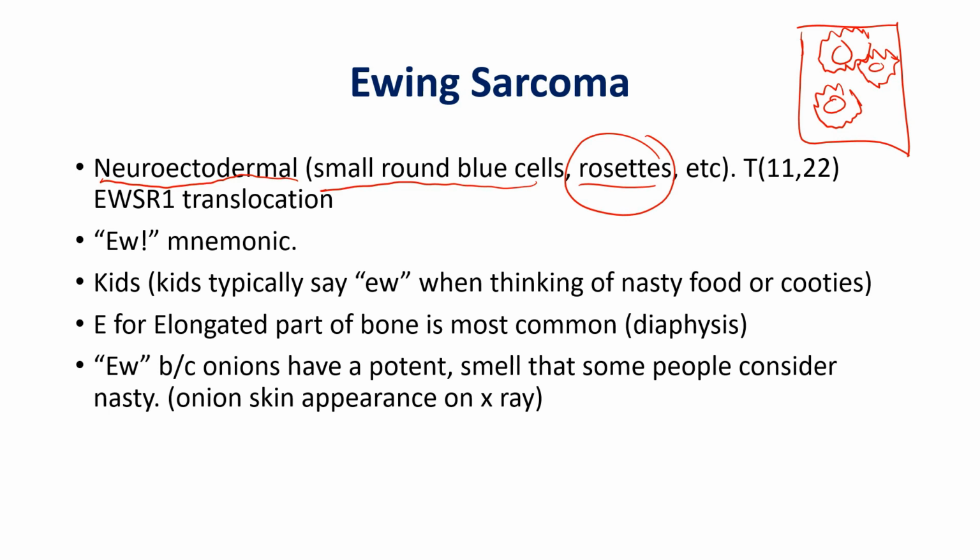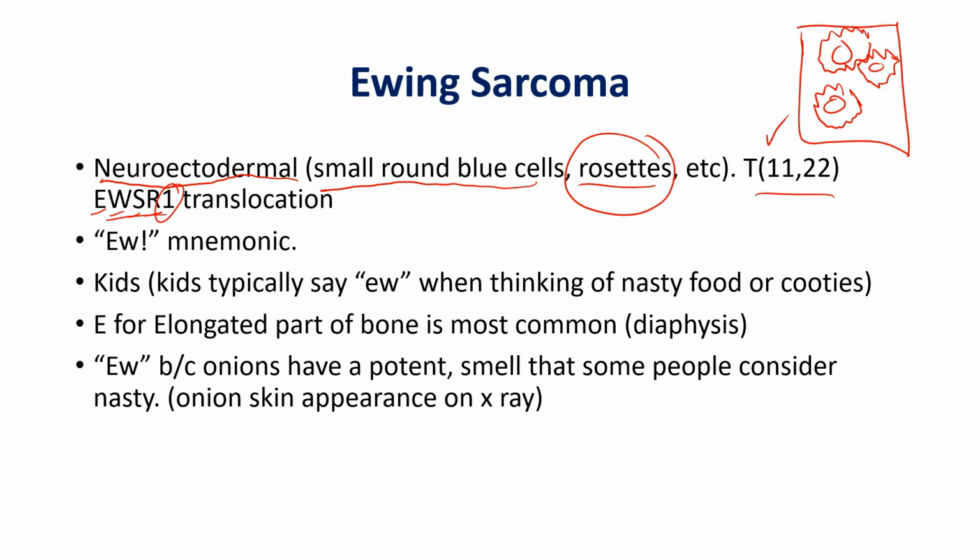And then you also need to know what specifically is causing this: a translocation 11;22, which is a pretty common translocation. And it's a translocation of the EWSR1 gene. Well, let's just look at that. If you're trying to remember that, EW is referring to Ewing's, and then SR is referring to sarcoma, and then number 1. So that's pretty straightforward. So you're having a translocation 11;22 of the EWSR1 gene.